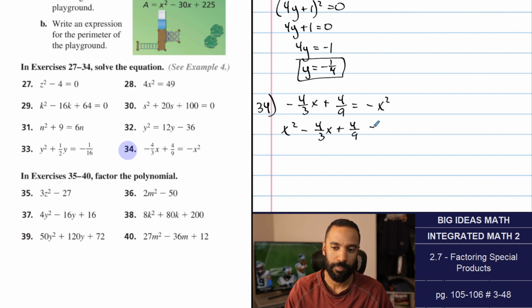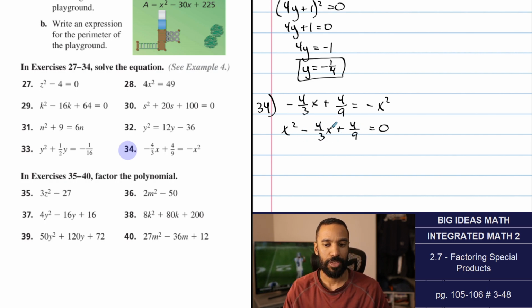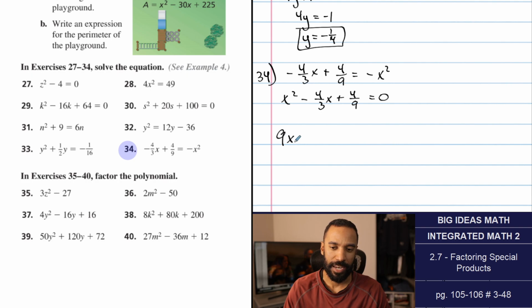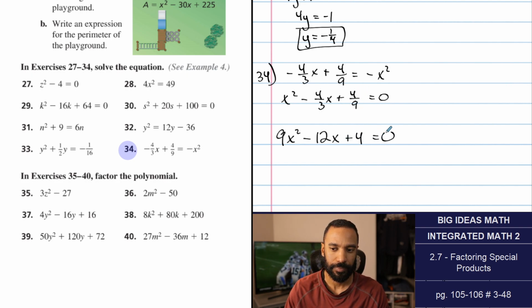This is standard form. I'm going to multiply everything by 9 because 9 can divide by 9 and 3. So if I multiply everything by 9, I'll get 9x squared here. 9 times 4/3. 9 divided by 3 is 3 times 4 is 12. So minus 12x. 9 divided by 9 here is 1 times 4 is 4.